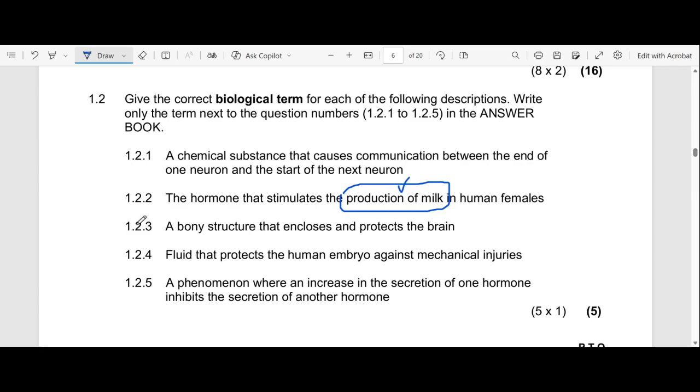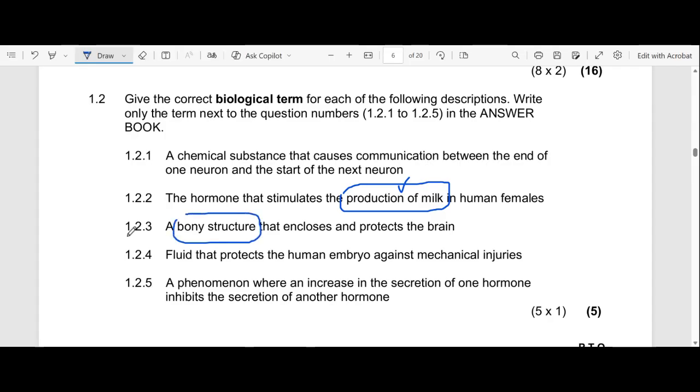And now let's go to 1.2.3. A bony structure that encloses and protects the brain. What's that bony structure? Obviously, the brain is protected by the cranium. So that's the bony structure we're speaking about. Then the brain is protected by three membranes called what? Meninges. But whenever they're speaking about a bony structure that encloses the brain, they're speaking about the cranium.